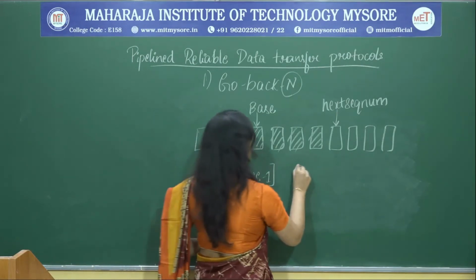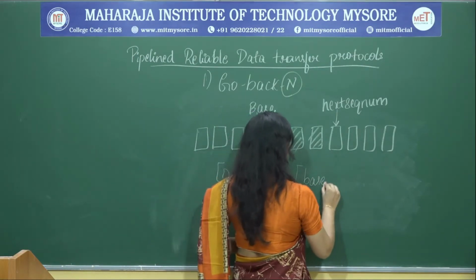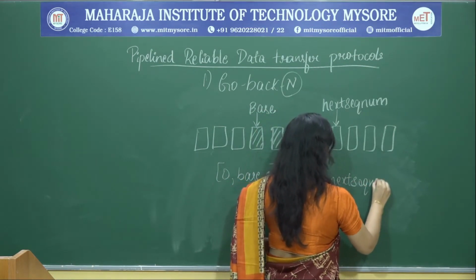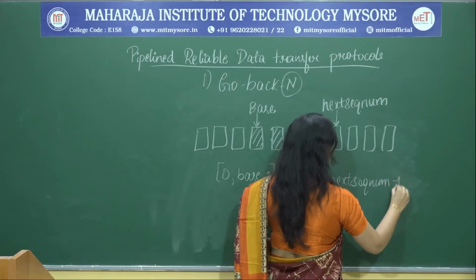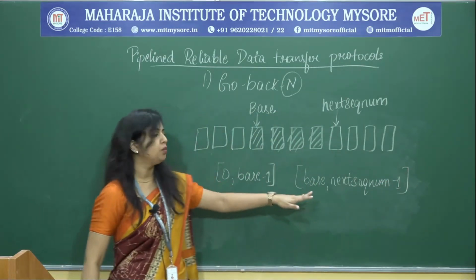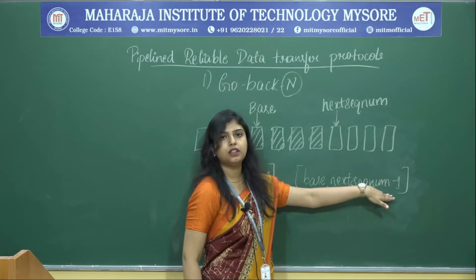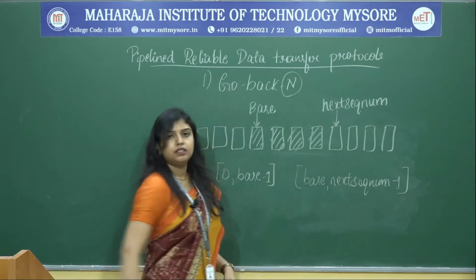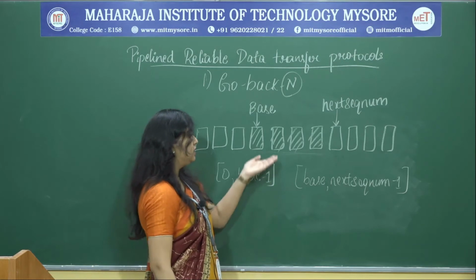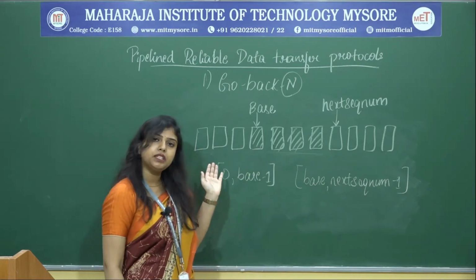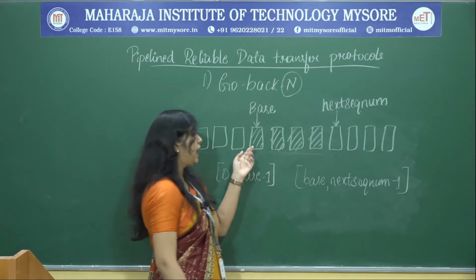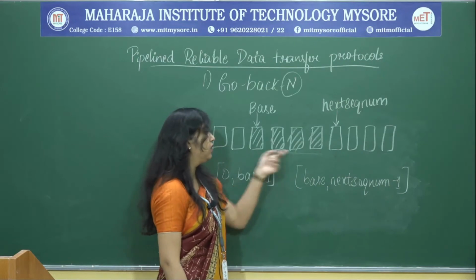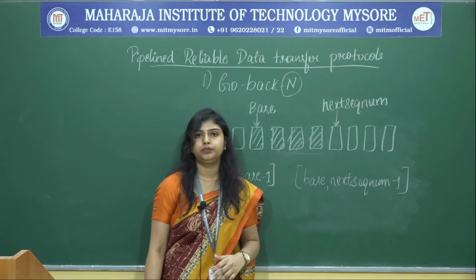Next, the range base to next sequence number minus 1, that means these sequence numbers. What does it say? It says these are the packets that have been sent from the sender and received by the receiver, but the acknowledgement is not yet received by the sender.